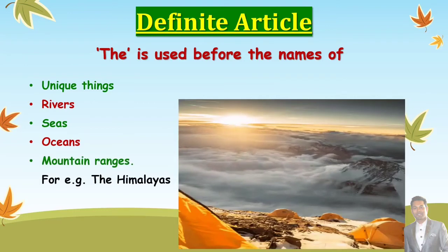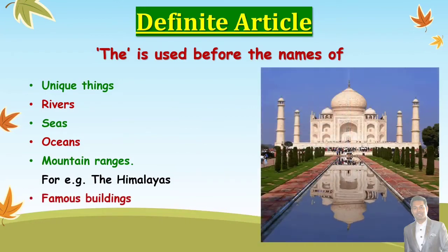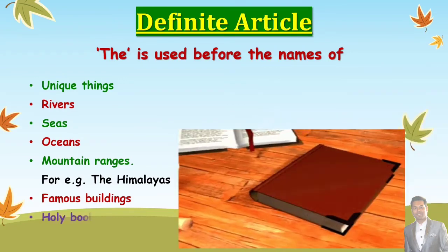Mountain ranges, mind it, we use the before the names of mountain ranges. For example, the Himalayas. But we cannot use the before the names of mountain peaks. For example, we cannot write the Mount Everest. That's wrong, because we use the only before mountain ranges and not before mountain peaks. Famous buildings. You can have a look here. There is a famous building here. Yes, it is the Taj Mahal.